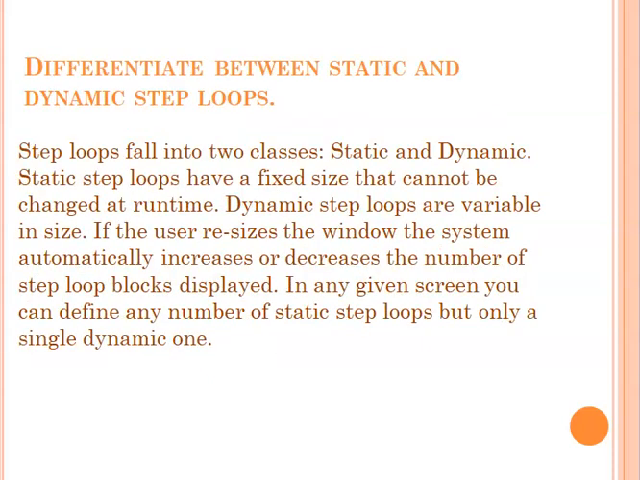Define the difference between static and dynamic step loops. Answer: step loops fall into two classes, static and dynamic. Static step loops have a fixed size that cannot be changed at runtime. Dynamic step loops are variable in size. If the user resizes the window, the system automatically increases or decreases the number of step loop blocks displayed. In any given screen, you can define any number of static step loops but only a single dynamic one.